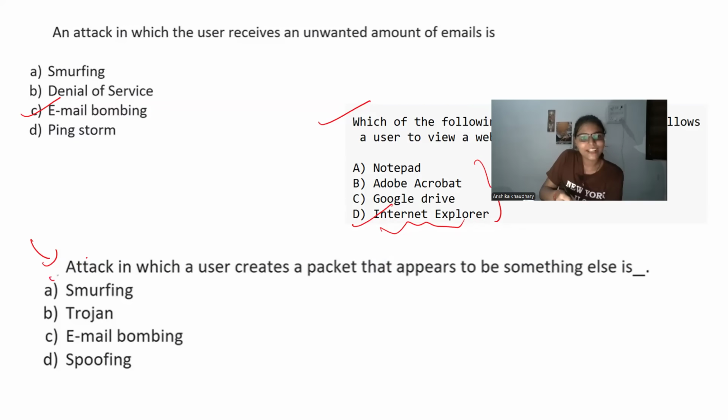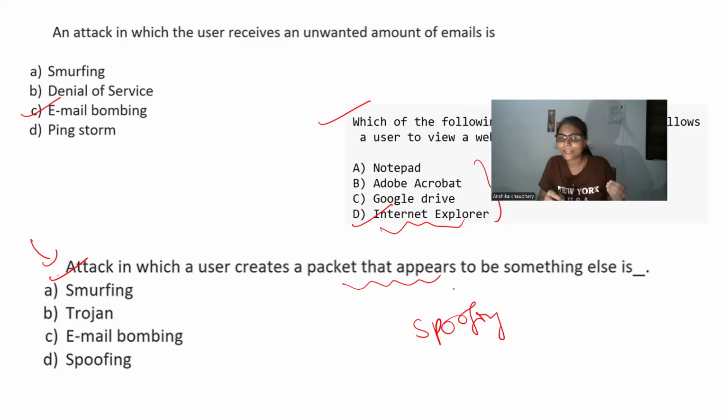The next question is: an attack in which a user creates a packet that appears to be something else. Whenever this kind of attack happens, it is called spoofing, right? A user creates a packet that will appear like something else, so it is called spoofing. See, there are two types of attacks in network security: active attacks and passive attacks. Again, there are various types of attacks within active and passive attacks, right?